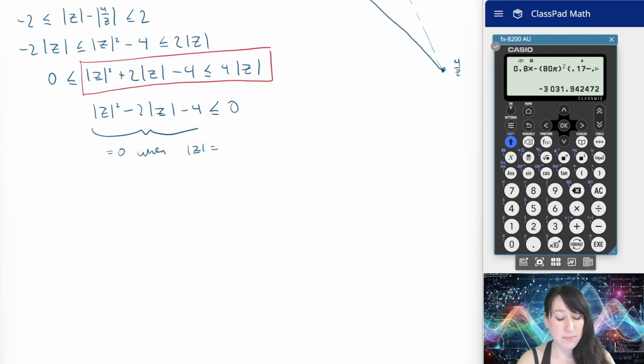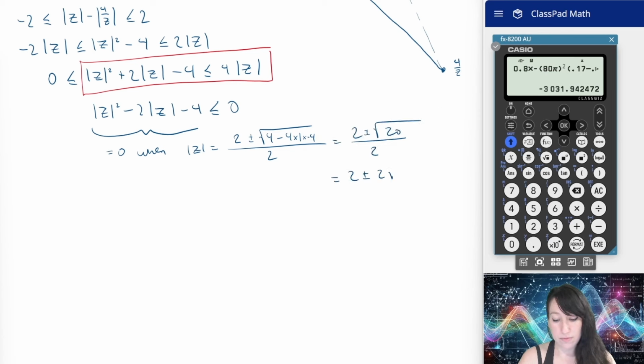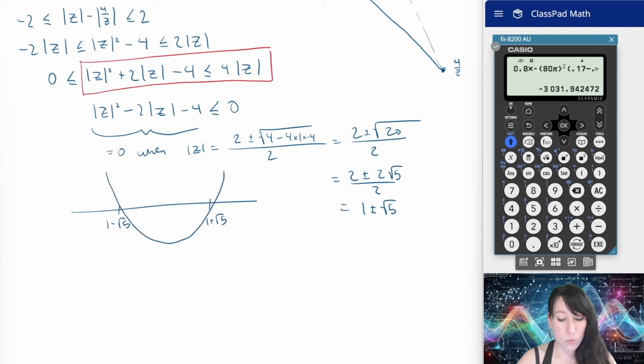So by the quadratic formula, -2 plus or minus the square root of 4 minus 4 times 1 times -4, all over 2. So that becomes 1 plus or minus root 5. Now, it's quadratic. If we think of it as a parabola, it's upward facing with roots 1 minus root 5 and 1 plus root 5. So when is it less than or equal to 0? That's going to be between those two roots.